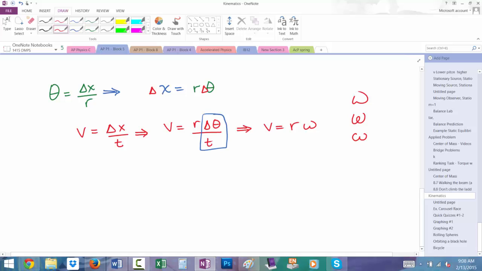All right, we're going to keep going. What is acceleration in regular terms? Change of velocity over time, right? So I've got velocity is r times omega. So now I'm just going to say that acceleration is r times delta omega divided by time.